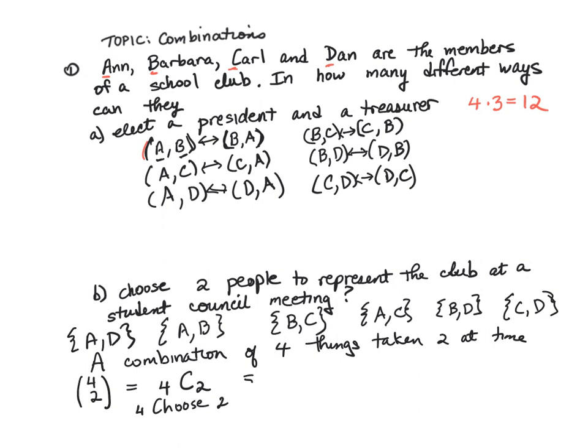So this is equal to 4P2, which is the same as 4 times 3, divided by 2 factorial. So 4C2 is equal to 4P2 divided by 2 factorial, and that gives us 4 times 3 over 2 times 1, and that would give us our 6 possible ways. 12 divided by 2, which is 6. All right, let's take a look at an extension.